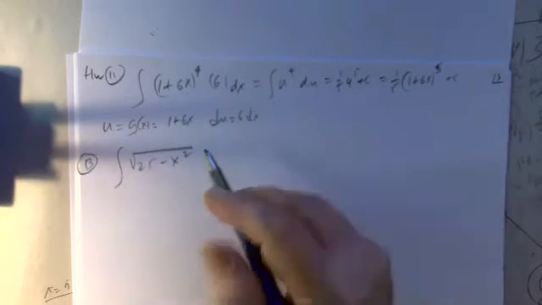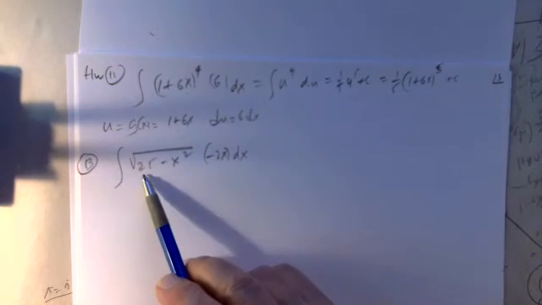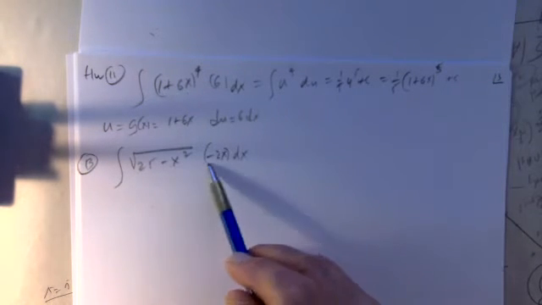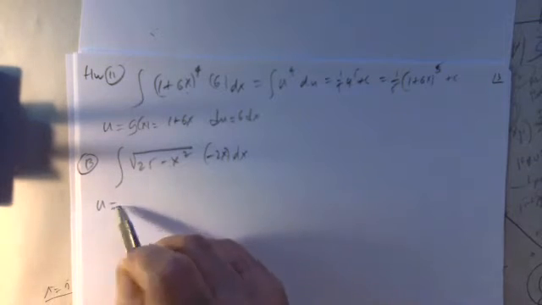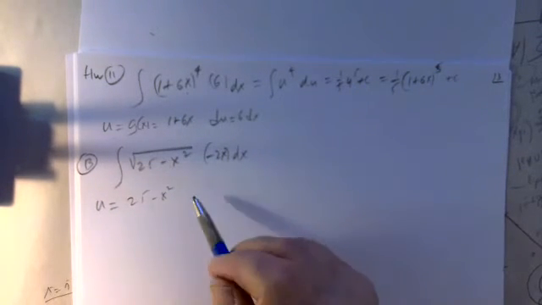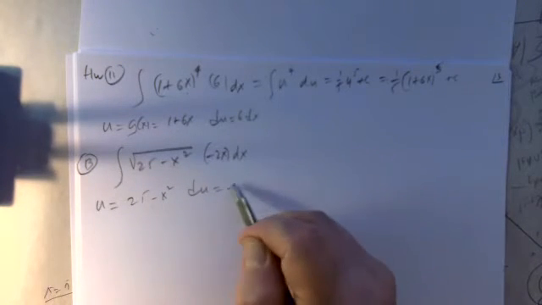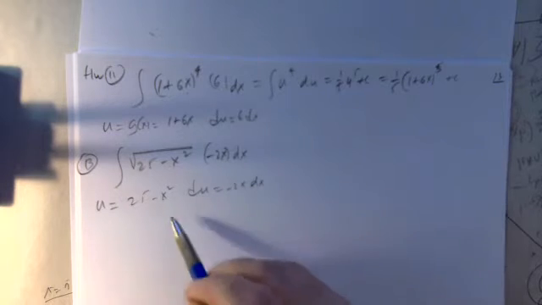Number 13, we have the integral of the square root of 25 minus x squared times minus 2x dx. And again, if you differentiate 25 minus x squared, you get minus 2x. So it should be pretty clear that you're going to substitute u equals 25 minus x squared, and du will be the derivative of this, minus 2x dx. Exactly what we have there.